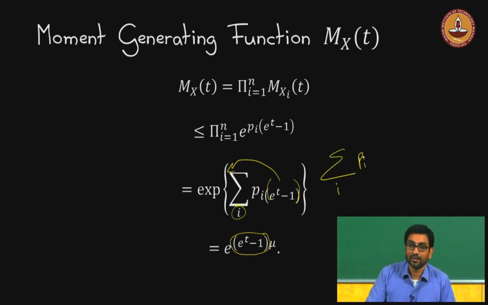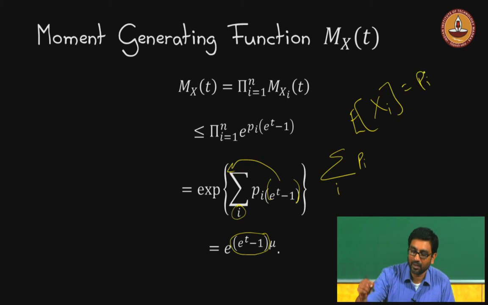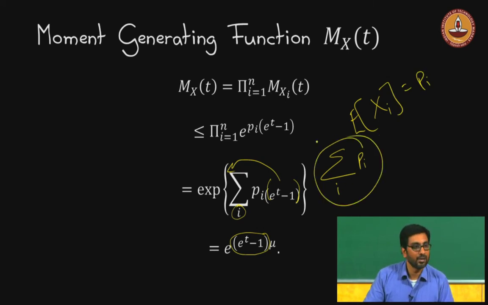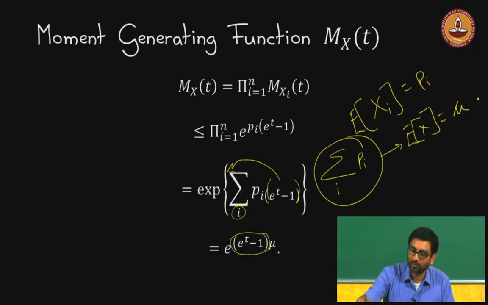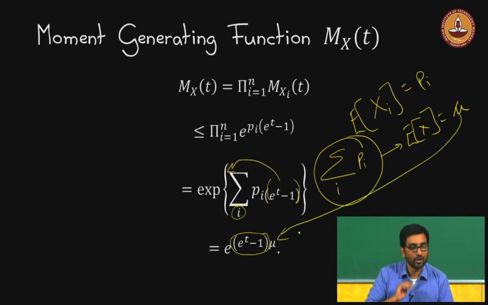What is pi? Pi corresponds to random variable xi. Expectation of xi equals pi. So, what is the summation over i of pi? It is the expectation of x, and we are going to denote that by mu. So, we have got the moment generating function, which means now we can go back to the Chernoff technique and apply this.